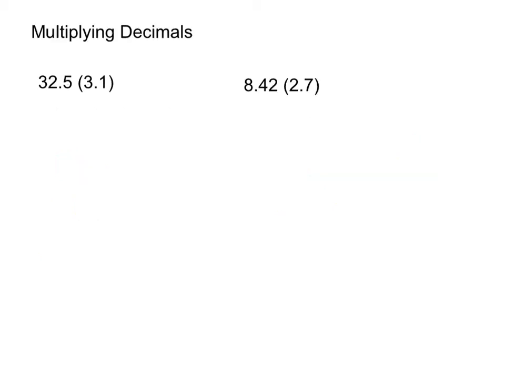Move on to multiplying decimals. Multiplying decimals is pretty easy. My rule is that I multiply normally, and then I count the numbers to the right of the decimal point, and that's how many numbers in my answer go to the right of the decimal point. So let's do an example, and it will probably make a little bit more sense. 32.5 times 3.1. In this case, my decimal points line up. That's fine, but they don't need to. I'm going to multiply normally.